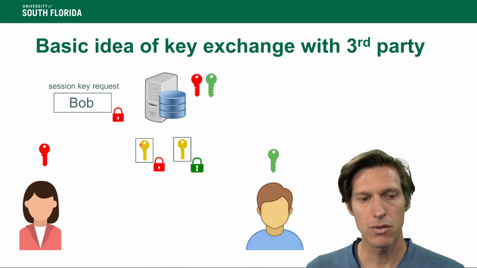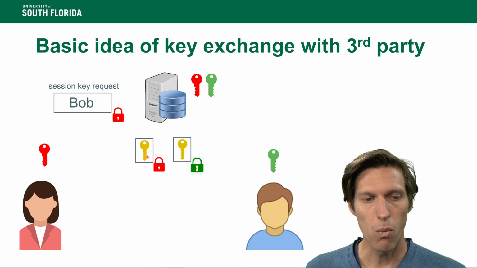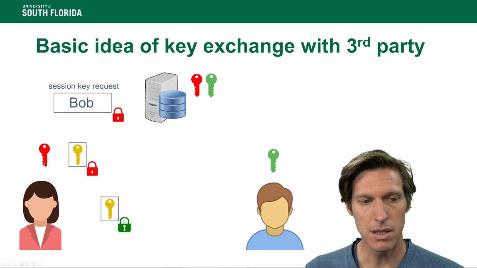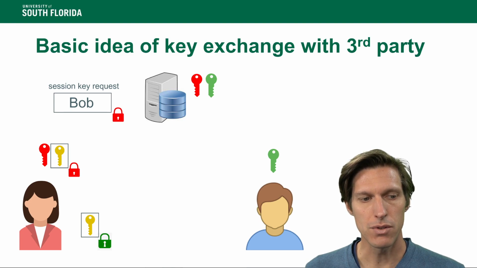Then the server will draw a new key, a new session key. The server creates it and then performs two separate encryptions, one with the key that the server shares with Alice and one with the key that the server shares with Bob. So they create an encryption of the key they've created under the keys that they share with Alice and Bob. And then the server sends both of these values to Alice.